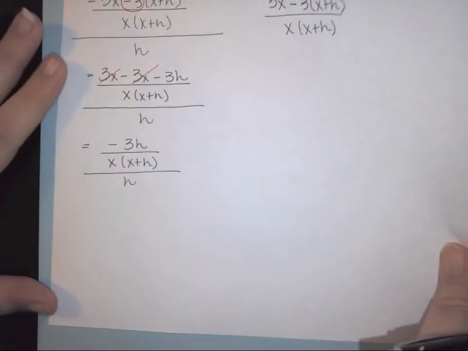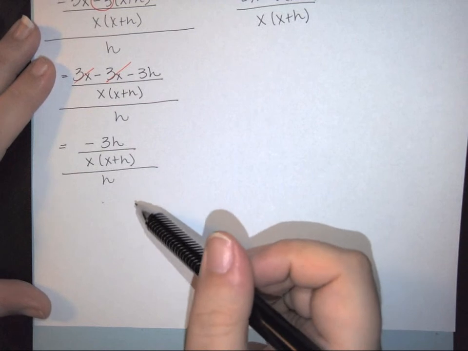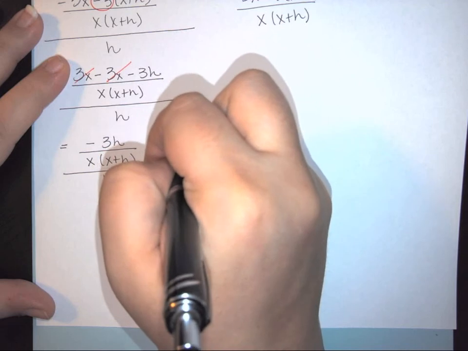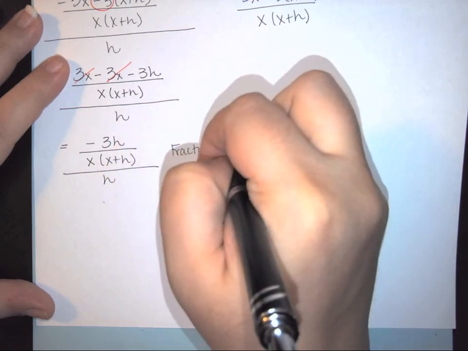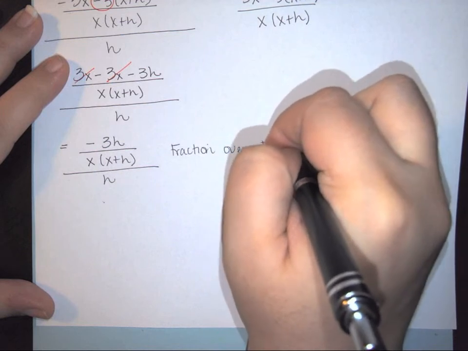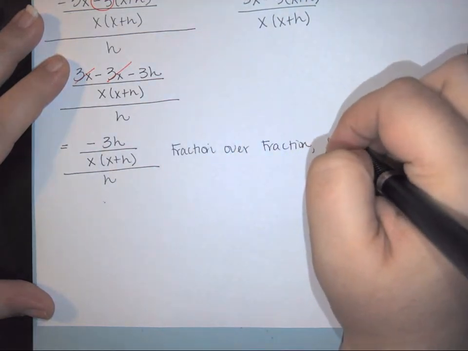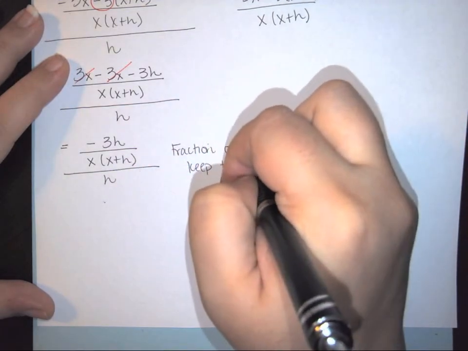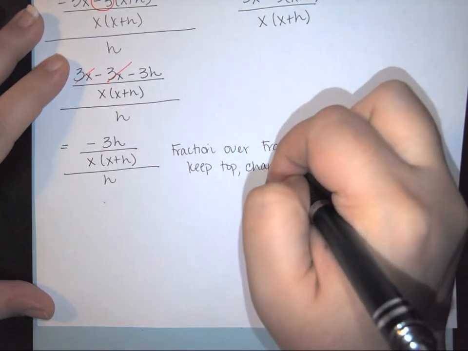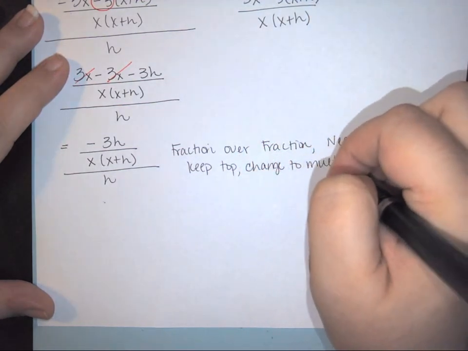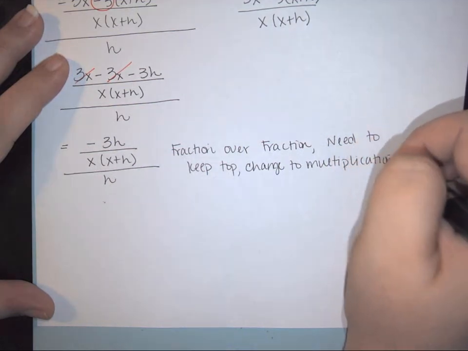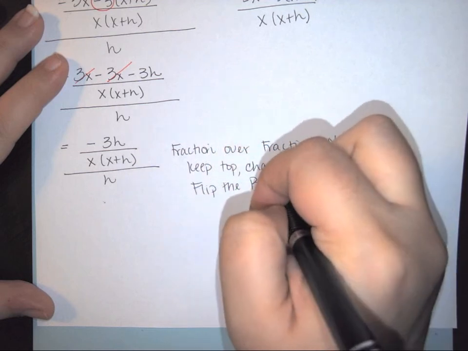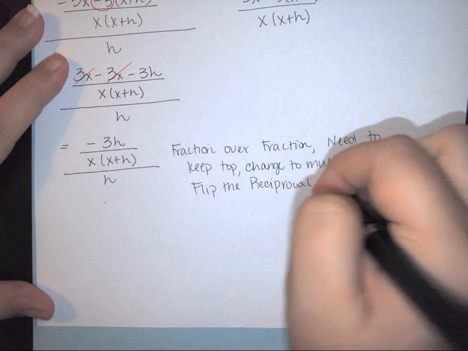Now, when we're dealing with fractions, there's another rule we have to keep in mind, and that rule says when we have fraction over fraction, we need to keep the top, change to multiplication, and then flip the reciprocal of the bottom.